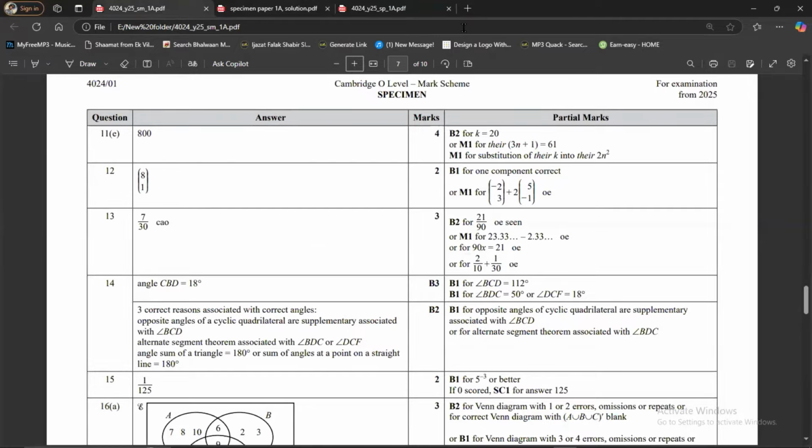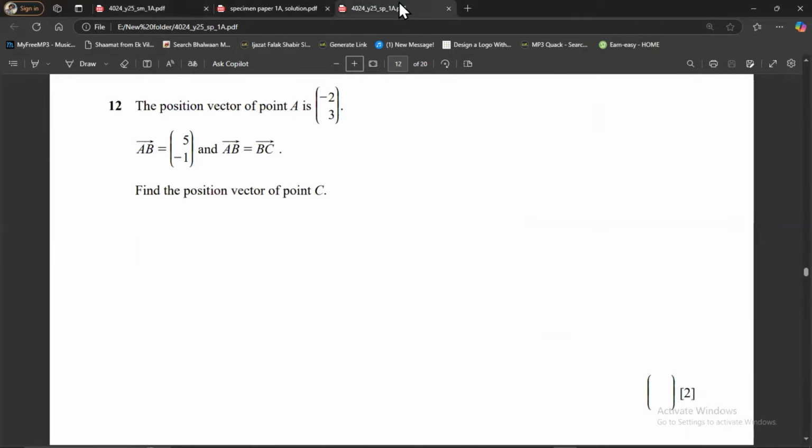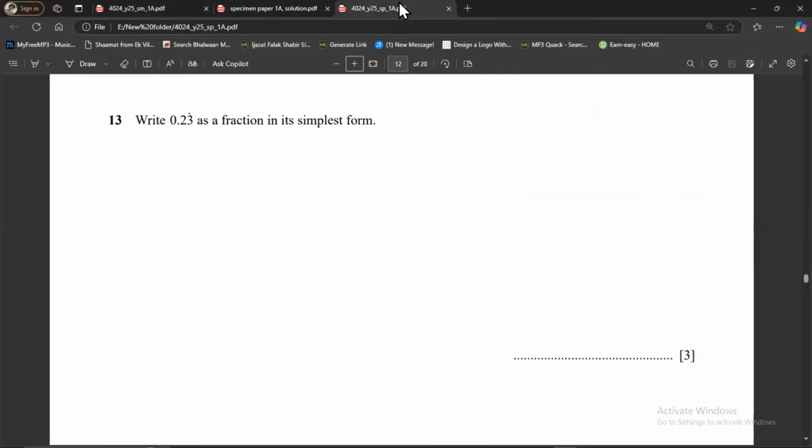So I hope you understand. That was a 2 marks question. And question number 13 coming up on your screen is a brand new question in the O levels mathematics syllabus. We have to write down 0.23, and on the 3 we have a dot. That dot means, or we put a bar on the 3, and that means that 3 will repeat.